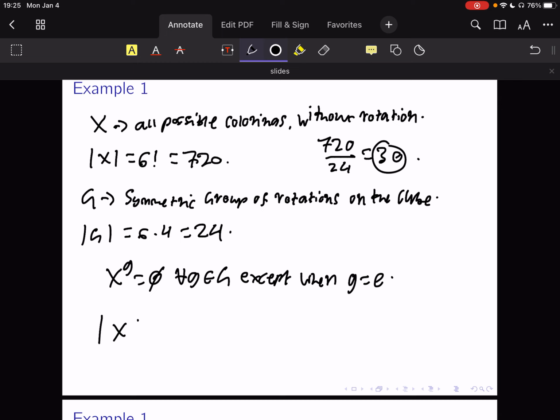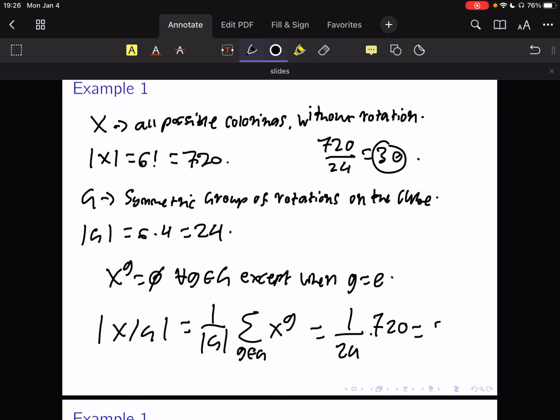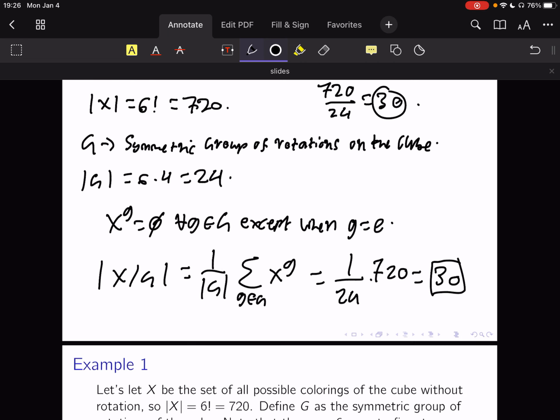So that leaves us with |X/G|, the orbits, equals 1 over |G| times the sum over g in G of |X^g|. And this is just 1 over 24 times 720, and that's 30, like we got up there. So I think this shows that Burnside's actually isn't that complicated, and it's just a more formal idea of what we already think and know. So let's move on to another example.